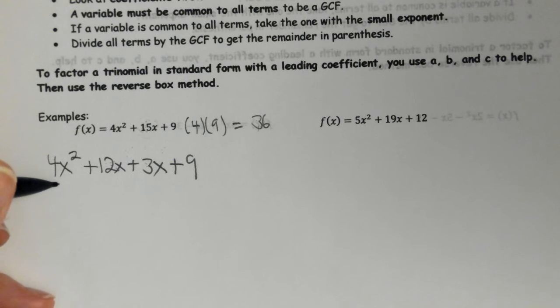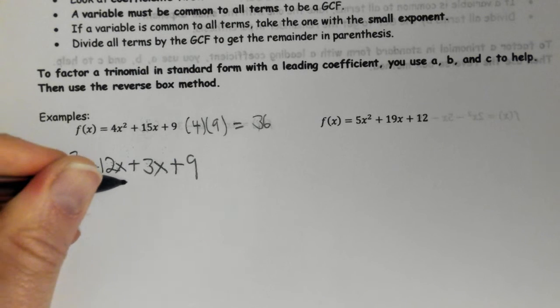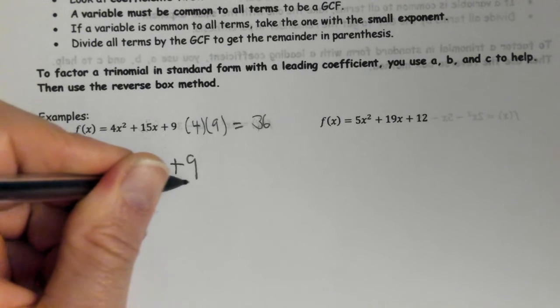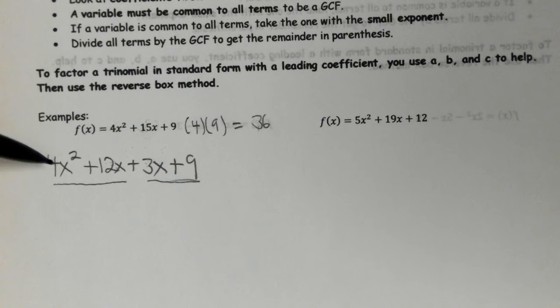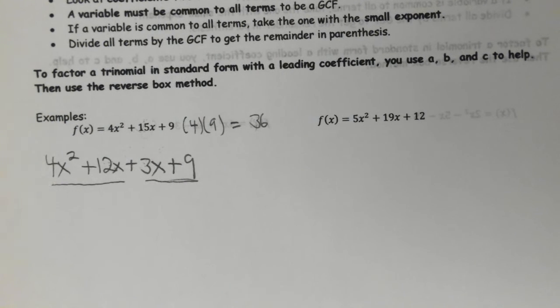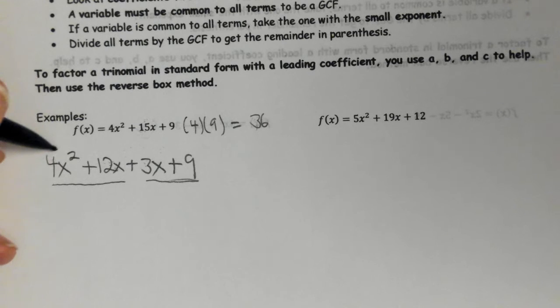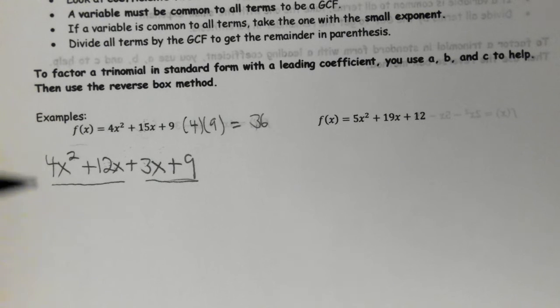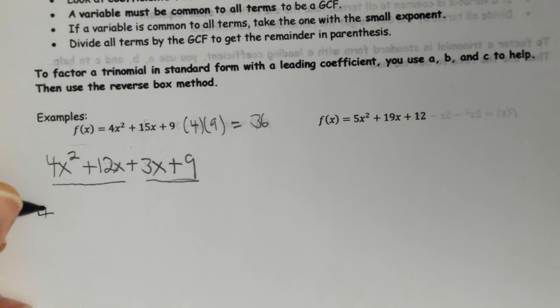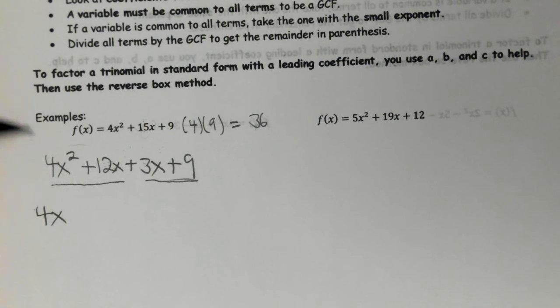What I'm going to do is group the first two terms together and group the last two terms together, and then factor those individually. So I want to factor this 4x squared plus 12x. With 4 and 12, the biggest thing I can pull out is 4, and out of x squared and x, I can pull an x out.